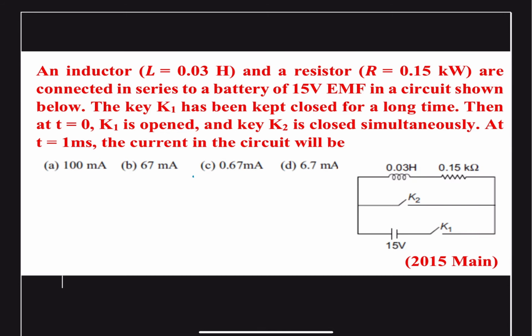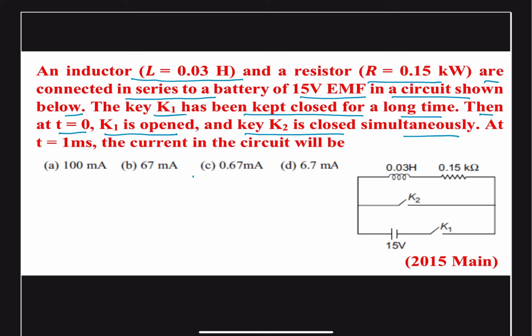Hello friends, in today's question, an inductor L and a resistor R are connected in series to a battery of 15 volt EMF in a circuit as shown below. The key K1 has been kept closed for a long time. Then at t equal to 0, K1 is opened and key K2 is closed simultaneously. At time t equal to 1 millisecond, the current in the circuit will be.